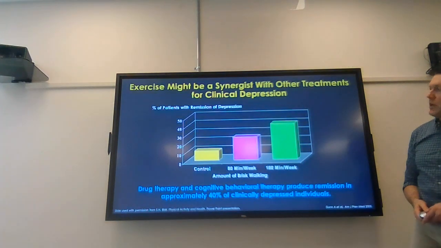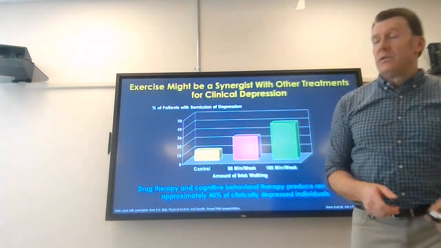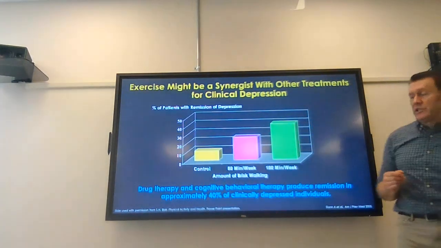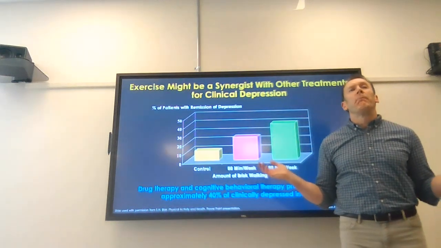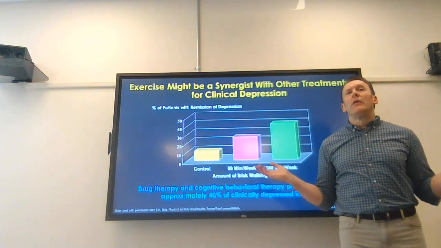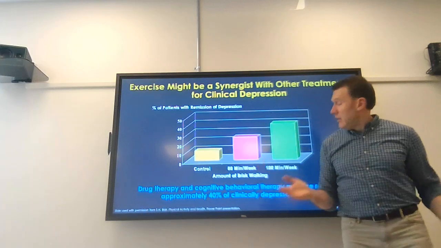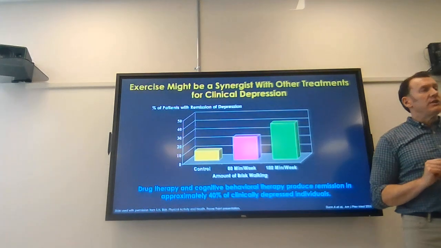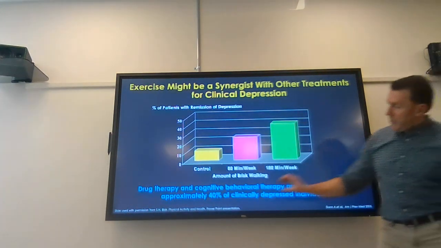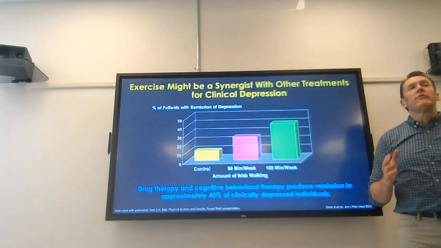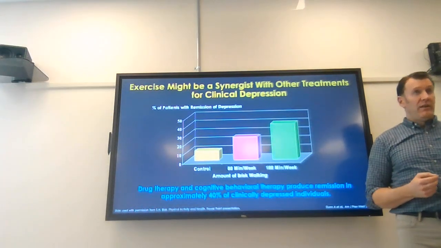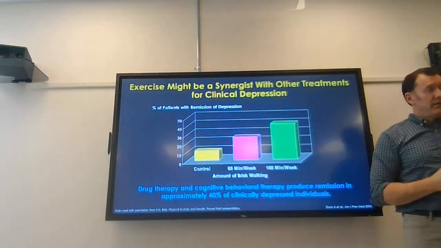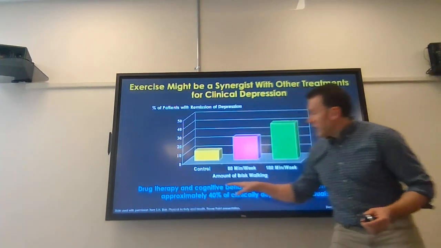What about mental health? So drug therapy and cognitive behavioral therapy produce remission. What does remission mean? Yeah, getting better, right? Produce remission in approximately 40% of clinically depressed individuals. 40%. Now, that's drug therapy and cognitive behavioral therapy, but what if we put exercise in with that? So that might be pretty useful. So that's what this slide is on. Exercise might be a synergist along with drug therapy and cognitive behavioral therapy.